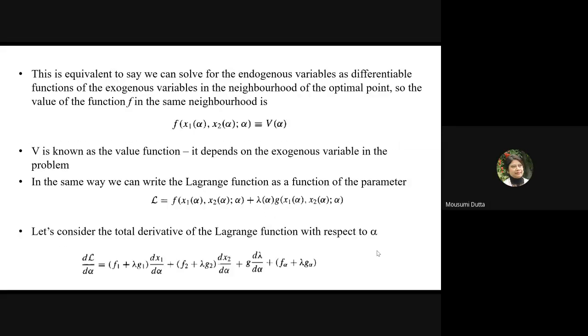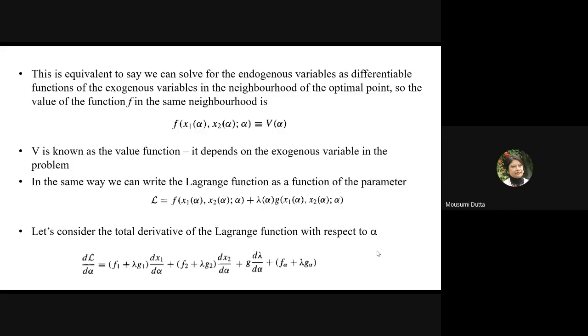This is equivalent to saying we can solve for the endogenous variables as differentiable functions of the exogenous variables in the neighborhood of the optimal point, so that the value of the function f in the same neighborhood is f of x1 as a function of alpha, x2 as a function of alpha, where alpha is the exogenous variable, which is equivalent to V of alpha. So what we did is get a set of first order conditions, solve those first order conditions, and derive the values of x1 and x2 in terms of alpha.